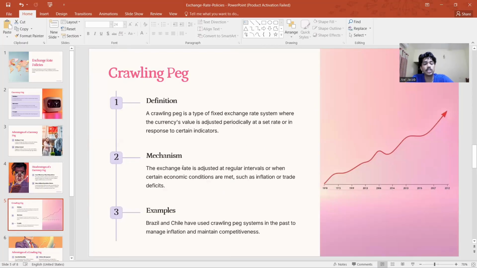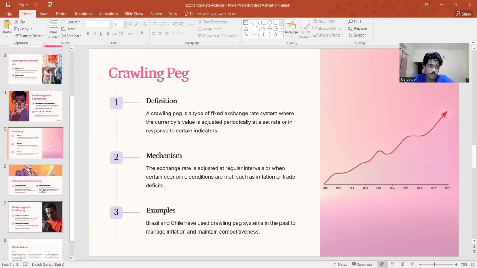The mechanism: the exchange rate is adjusted at regular intervals or when certain economic conditions are met, such as inflation or trade deficits. For example, Brazil and Chile have used crawling peg systems in the past to manage inflation and maintain competitiveness. So they don't use it always, only to meet certain conditions or certain events.